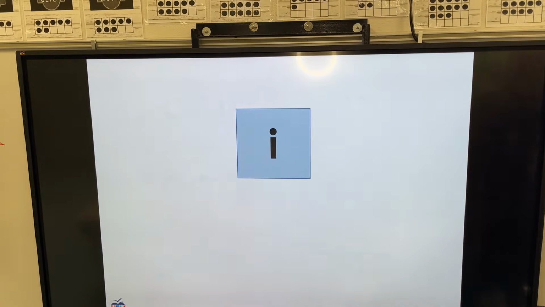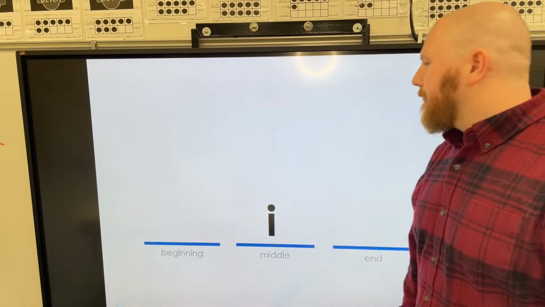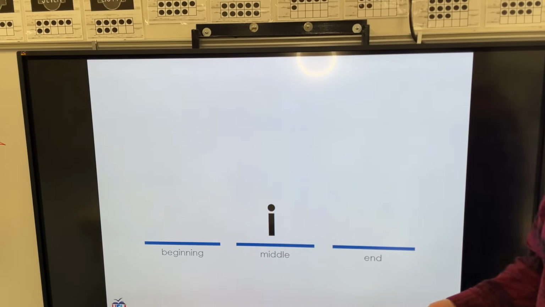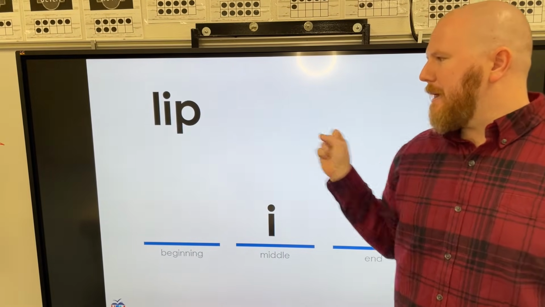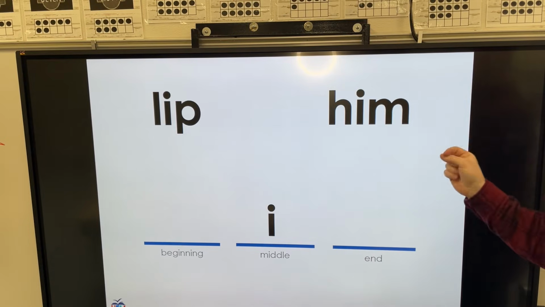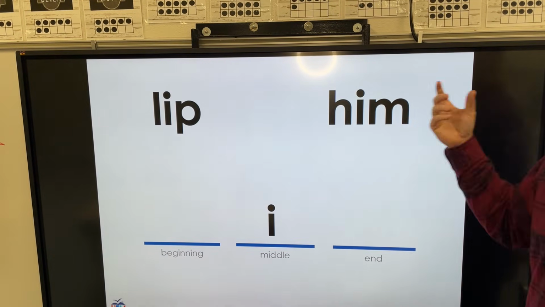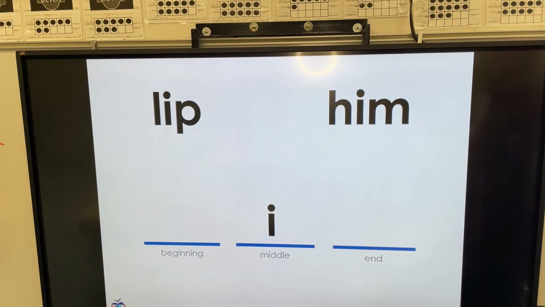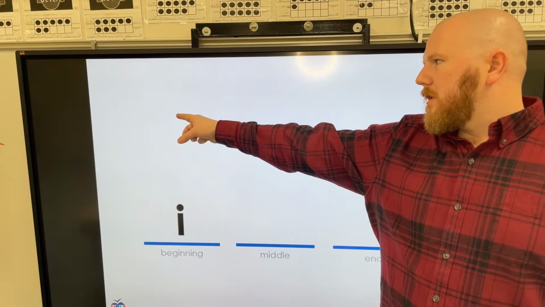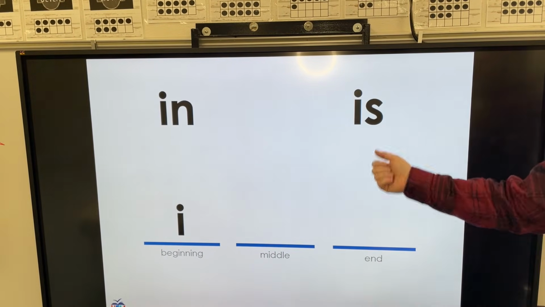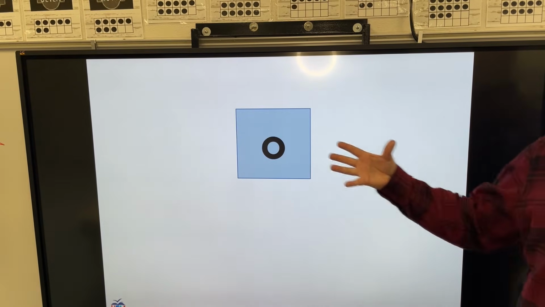Okay, moving on. So I, like in it. You'll find that in the middle as well, like in lip and him. And this IM doesn't change like the AM does. It doesn't change its rule that much, so that's going to be the same. But we can also see it at the beginning, like in words in and is. Very good.